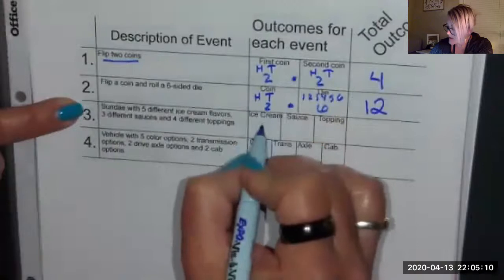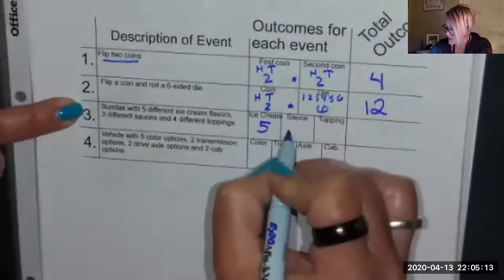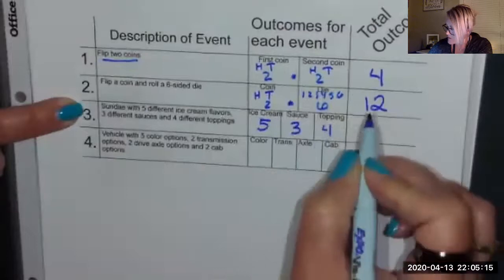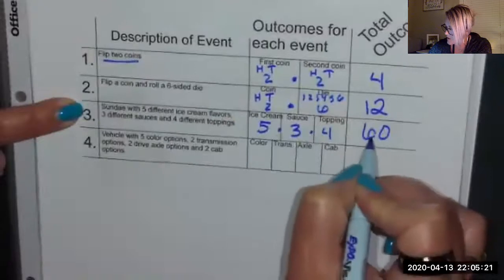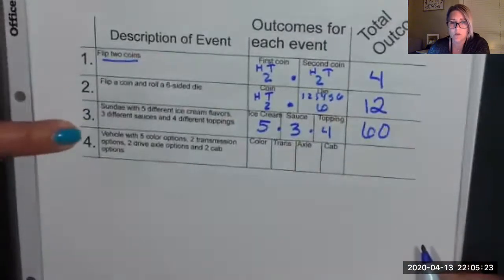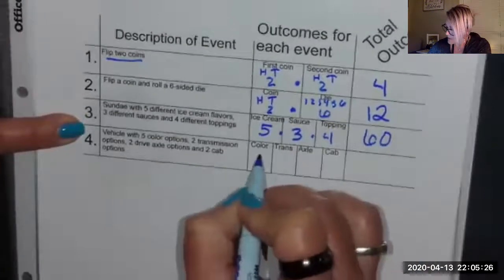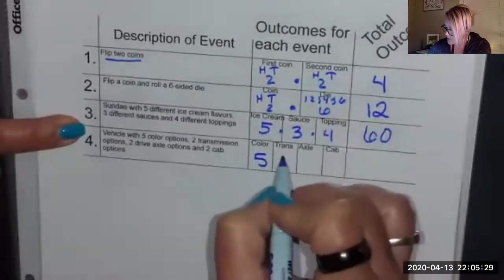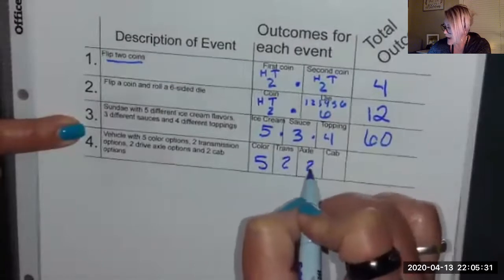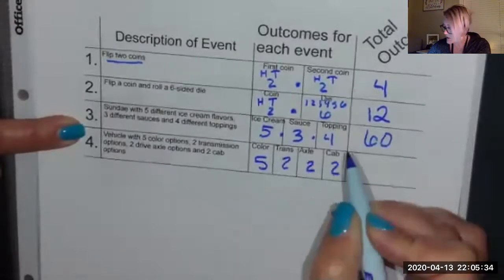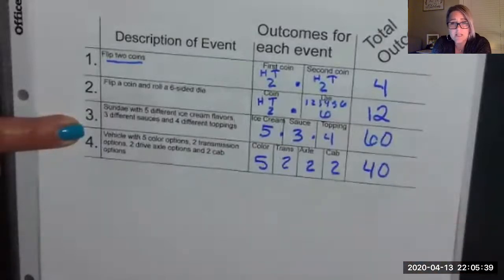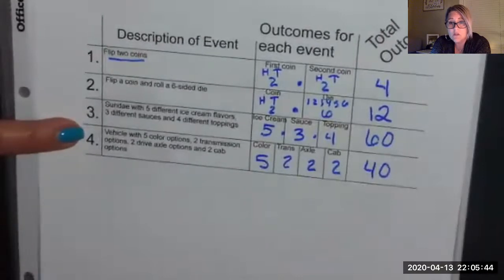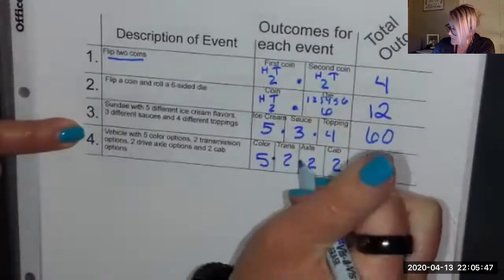Sundaes, just like our ice cream that we put together, 5 ice creams, 3 sauces, 4 toppings. What did we end up with? We ended up with 5 times 3 times 4, which gave you a total possible of 60. What did we end up with for our vehicle? The color. We had 5 possible colors. We had 2 trannies, 2 axles, and 2 cabs, which gave us what? A total possible outcomes of 40 choices. 40 different pickup trucks you could put together with that amount of choices. So that is the fundamental counting principle.